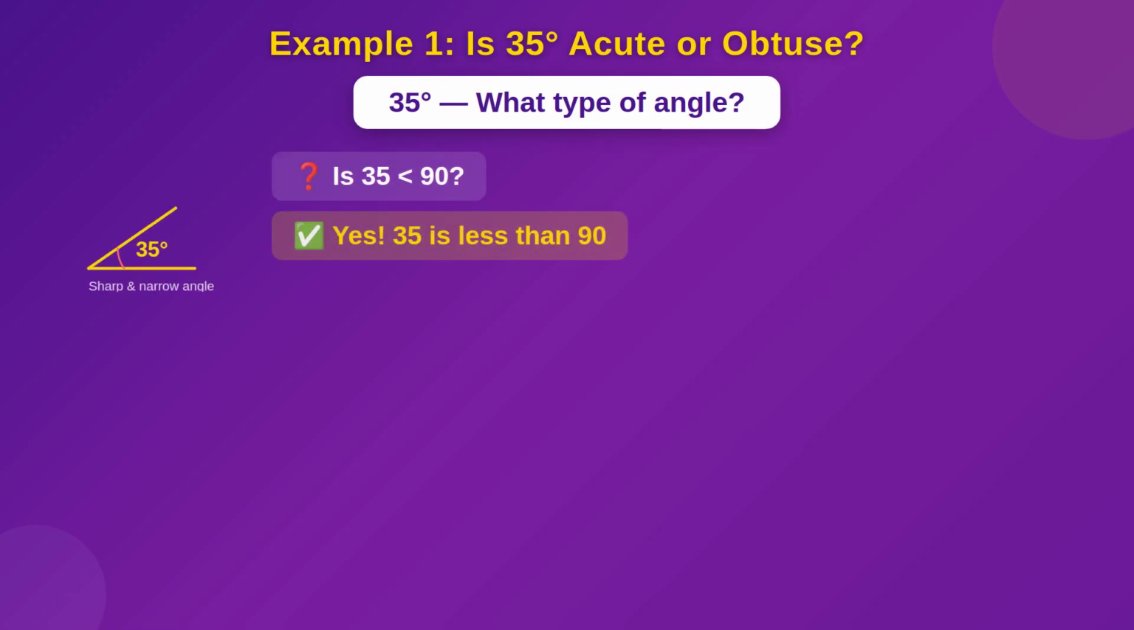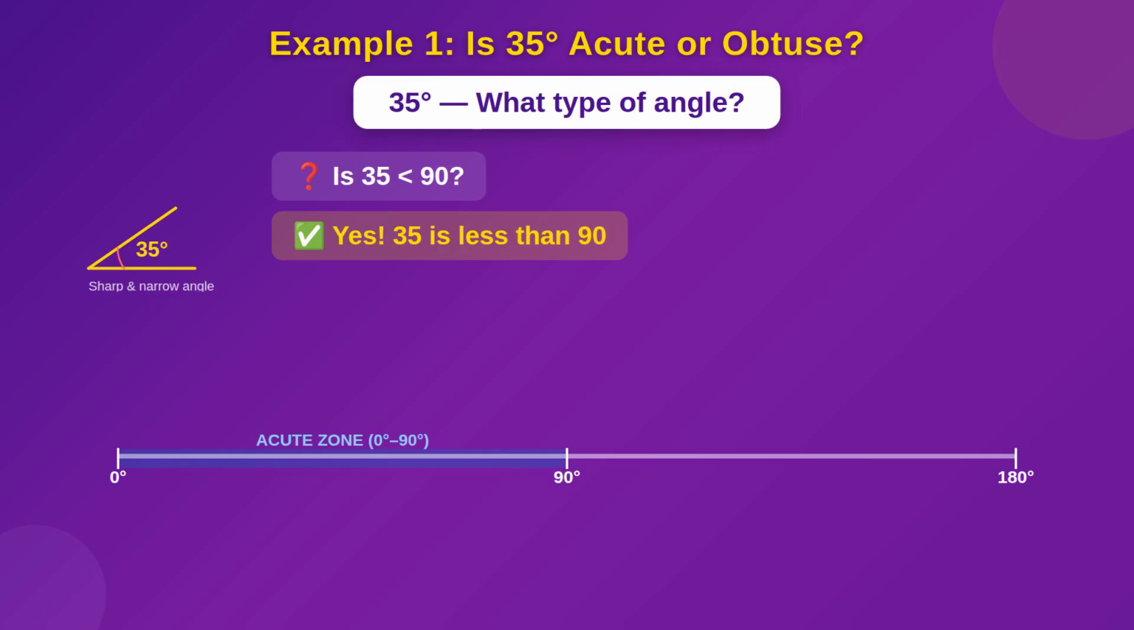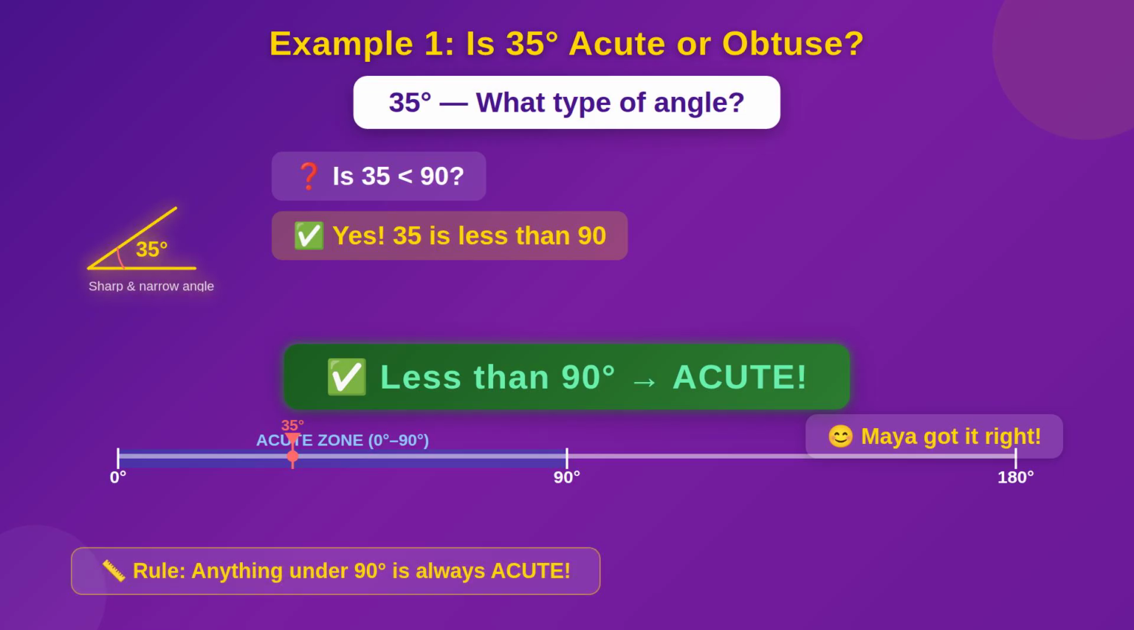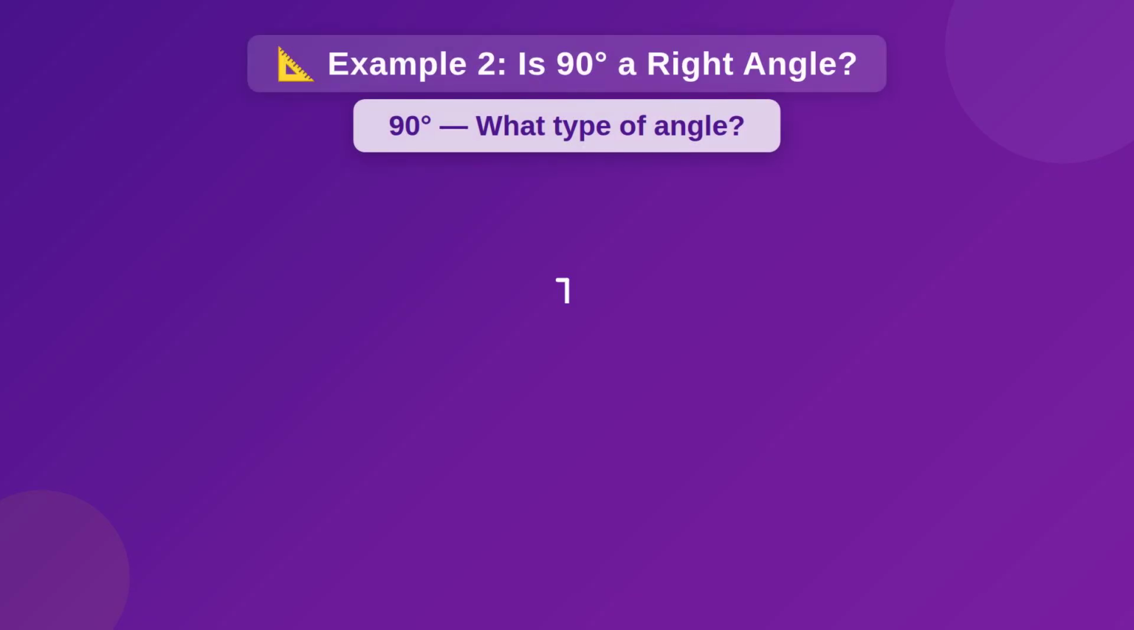All right, Maya's worksheet has her first question. Is 35 degrees acute, right, obtuse, or straight? Let's think through it together. We ask, is 35 less than 90? Yes. 35 is definitely less than 90, so this angle is acute. Picture it. 35 degrees is a sharp, narrow angle, like the tip of a very pointy pencil. Acute it is. Maya checks her answer. Correct. She's smiling already. Remember our rule. Anything under 90 degrees gets the acute label every time.